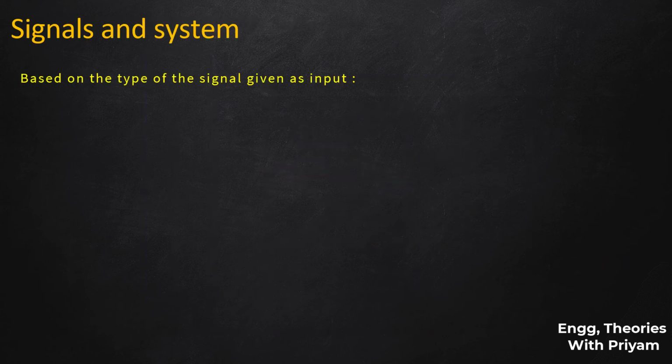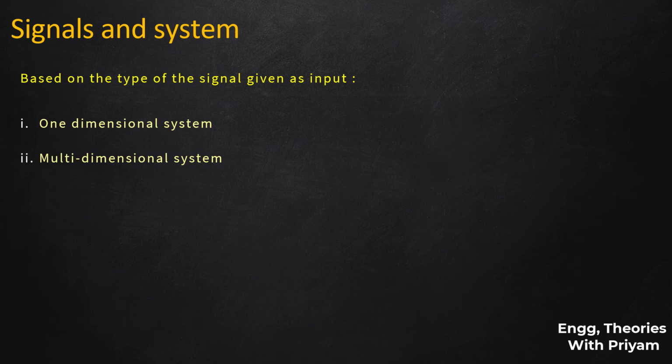Based on the type of the signal given as an input, the system can be classified as one-dimensional system and multidimensional system. The system which works with one-dimensional signals like speech signal, heart rate, which depends on a single variable, is known as one-dimensional system. And the system which works with multidimensional signals like image signal or video signal, which depends on more than one variable, is known as multidimensional system.